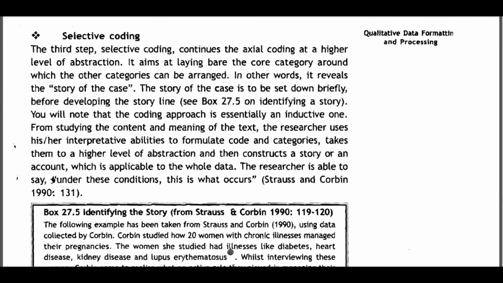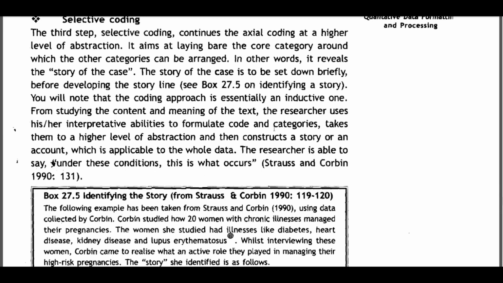Selective coding. The third step, selective coding, continues the axial coding at a higher level of abstraction. It aims at laying bare the core category around which the other categories can be arranged. In other words, it reveals the story of the case. The story of the case is to be set down before developing the case story, the storyline. See box number 27.5 on identifying a story.